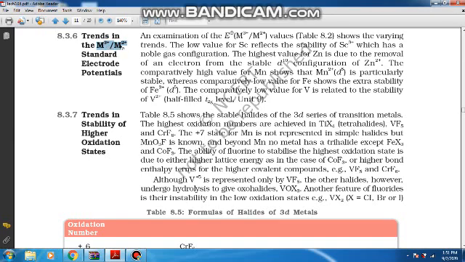If the values are high, that means the reduced state, this plus 2 state, will be more stable. If the values are low, it means plus 3 oxidation state will be more stable. Let us study it. Now you see the E0 value for scandium to pass from scandium plus 3 to plus 2 is very low, which indicates that scandium prefers to stay in plus 3 oxidation state as compared to plus 2 oxidation state.